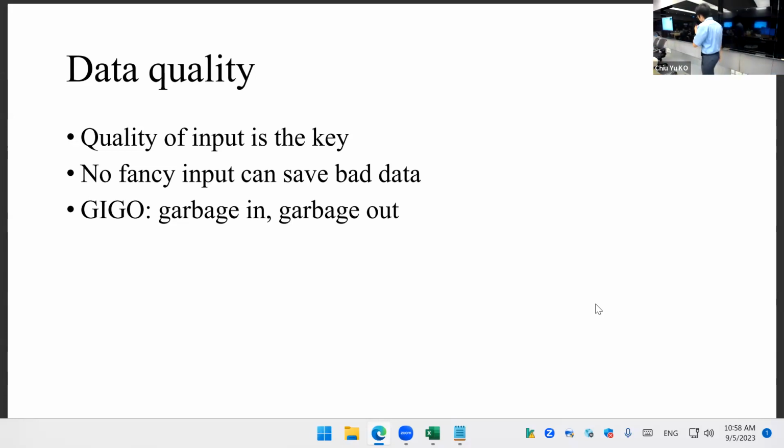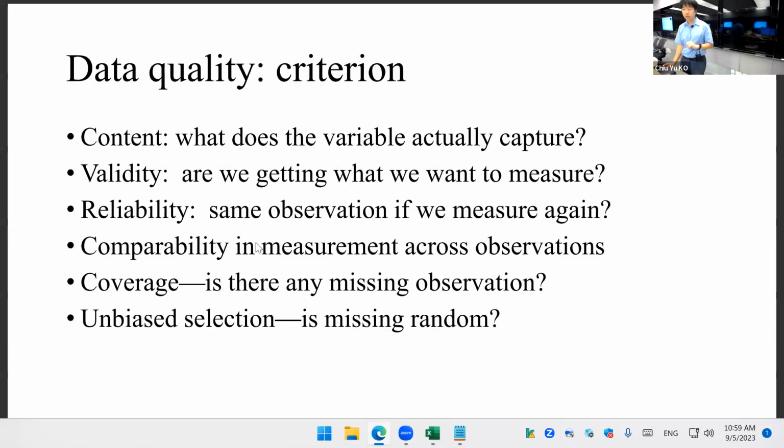It's often omitted, but when you actually do research, people will question this part, right? Whether you are using the right data, whether you answer the right question. That's why a lot of effort is spent on getting nice data. That's very important. If you want to know more detail, I recommend you read the textbook, because they give you a very nice discussion on making sure your data quality is the best. Of course, getting the best is very costly.